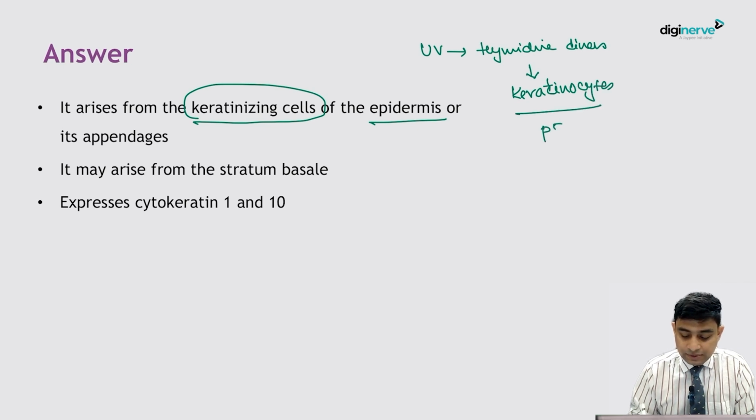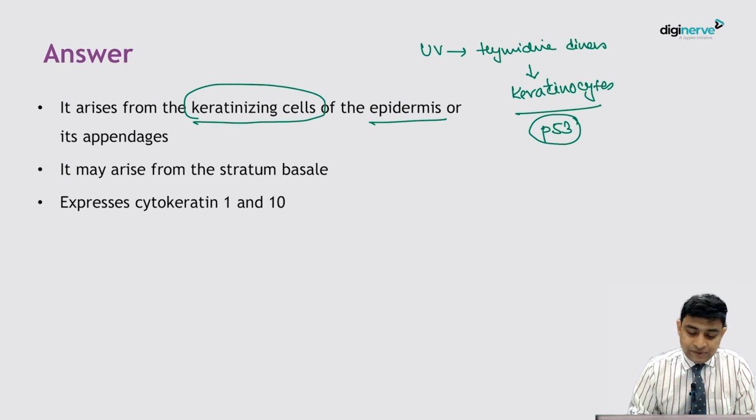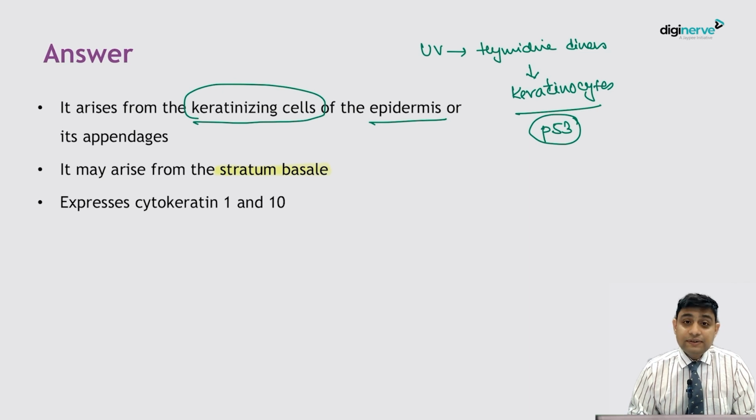And of course the most common gene mutated in this is the p53 gene, okay. So then what happens, these tumors express IHC markers like cytokeratin 1 and cytokeratin 10, okay. So the most common area from where it arises is the stratum basale, and these are from the keratinocytes or the keratin secreting cells of the epidermis, okay.